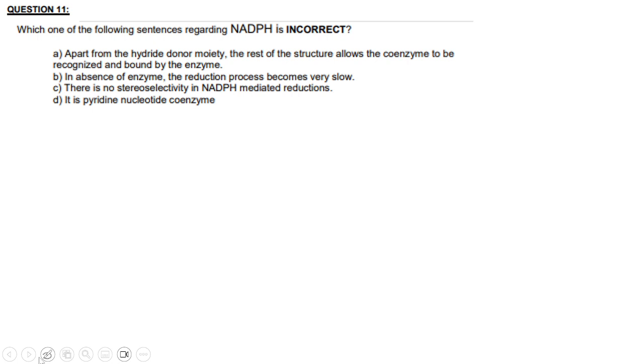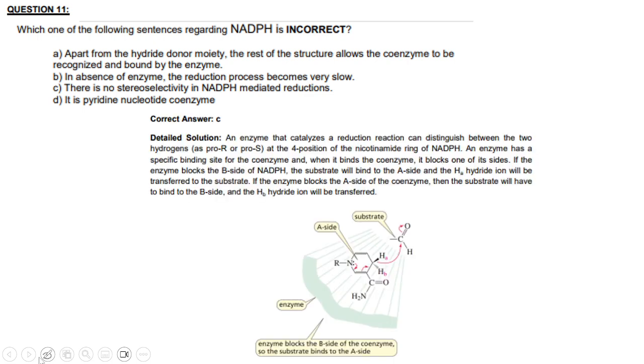Option D was the incorrect, sir. Option D. It was a pyridine nucleotide coenzyme, it is a protein nucleotide coenzyme. So in this case, option C is correct. There is no stereoselectivity in NADPH mediated. So, okay, option D means it's protein nucleotide coenzyme. That is correct. So option C is incorrect.